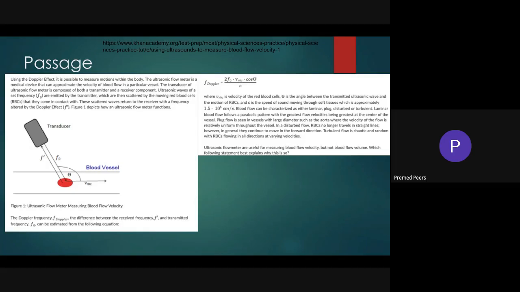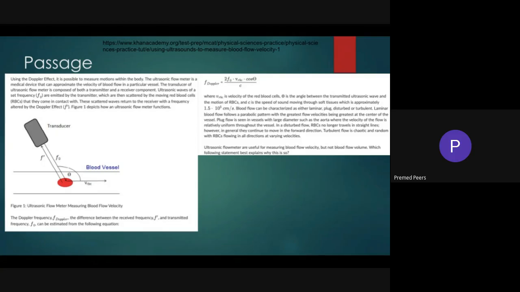Okay, perfect. All right, so I'm going to quickly go through the passage, and if anyone has any questions about a certain thing, stop me. It says, using the Doppler effect, it is possible to measure motions within the body. The ultrasonic flow meter is a medical device that can approximate the velocity of blood flow in a particular vessel. The transducer of the ultrasonic flow meter is composed of both a transmitter and a receiver component. Ultrasonic waves of a set frequency are emitted by the transmitter and are then scattered by the moving red blood cells that they come in contact with. These scattered waves return to the receiver with the frequency altered by the Doppler effect.